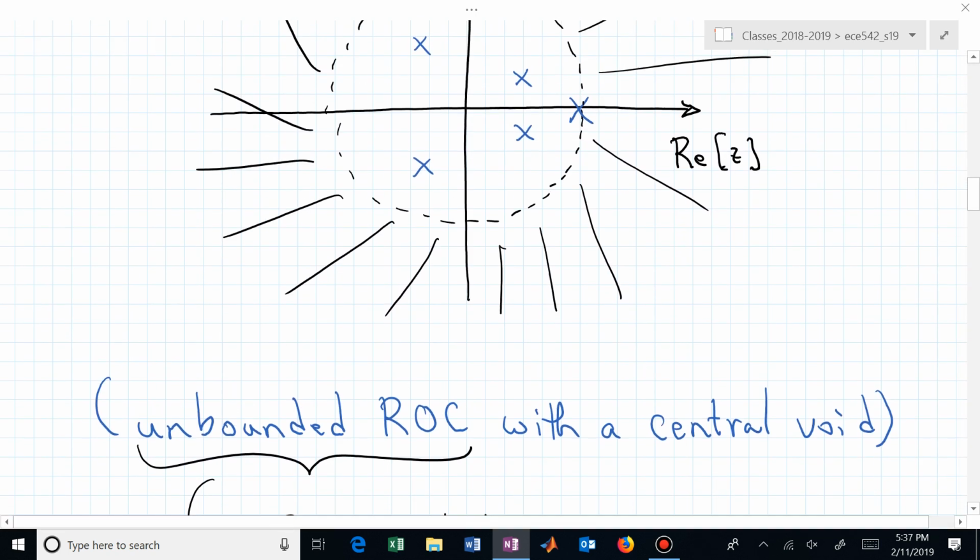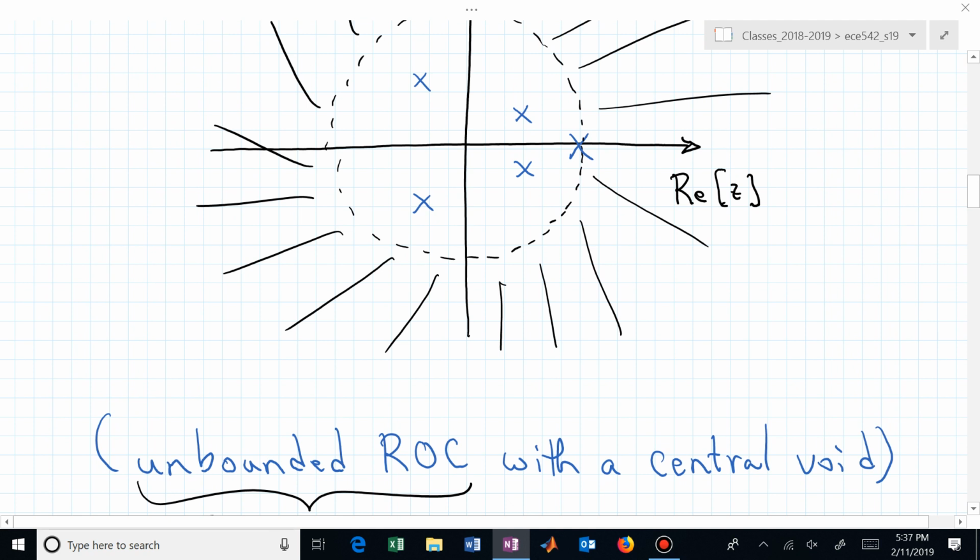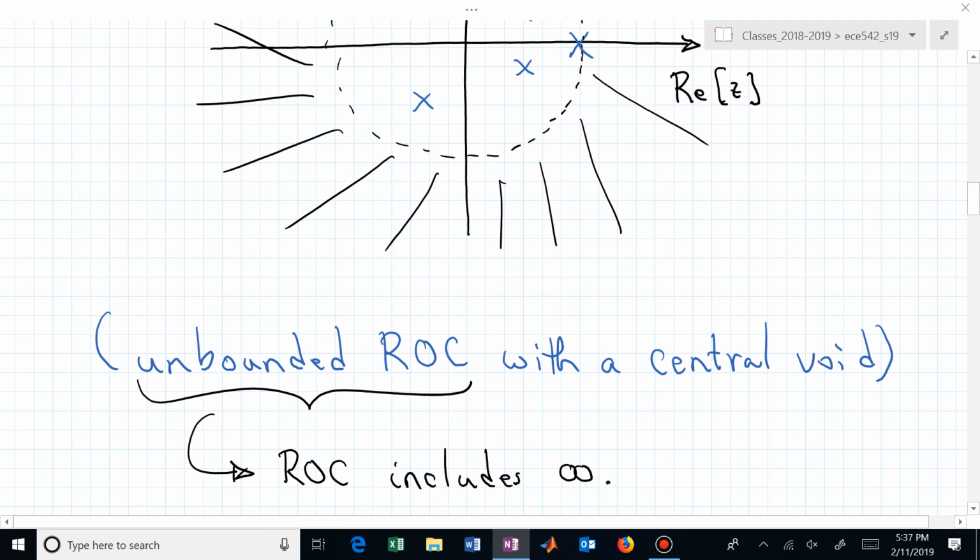And here's how I will describe that. I will say that the region of convergence is unbounded with a central void. Unbounded in this case really just means that the region of convergence goes all the way off to infinity, in every direction. It's the entire z-plane, this region of convergence, with a circle cut out of it. And that circle is centered about the origin in the z-plane.